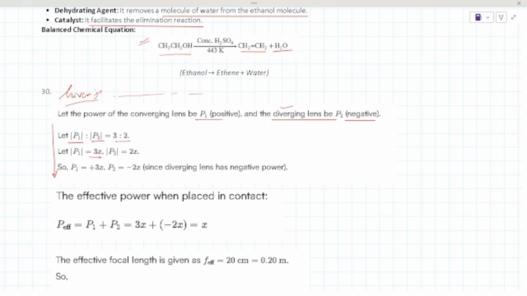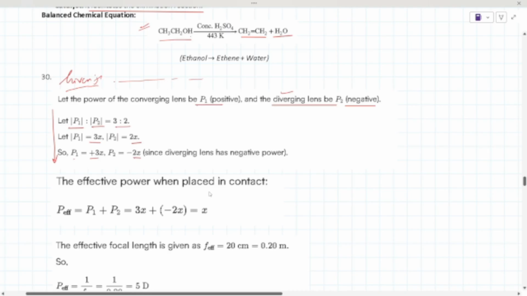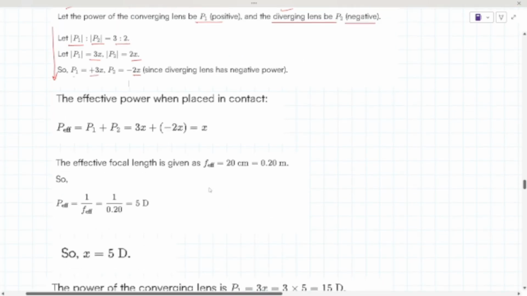As it is given 3x and 2x, P1 will be plus 3x and P2 minus 2x, right? Now here, the effective power in contact.